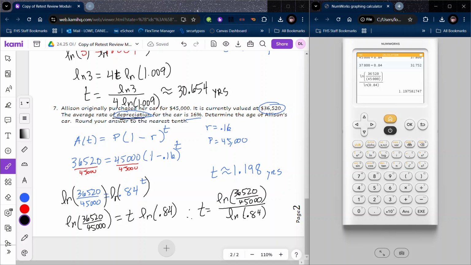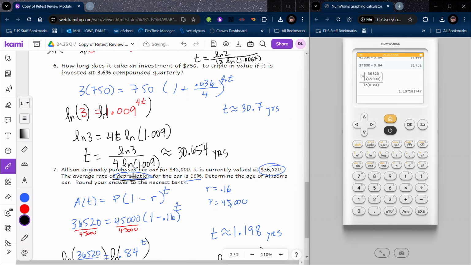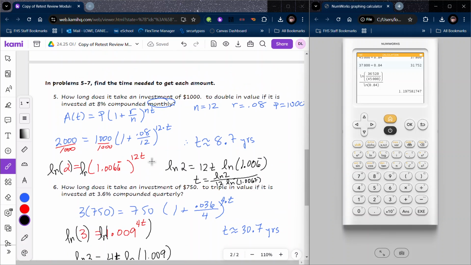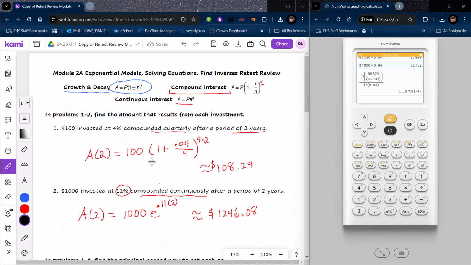So that is working with finance and with depreciation, working with quarterly compounding, solving equations. In the next video, we're going to talk about solving equations involving logarithms and exponentials.